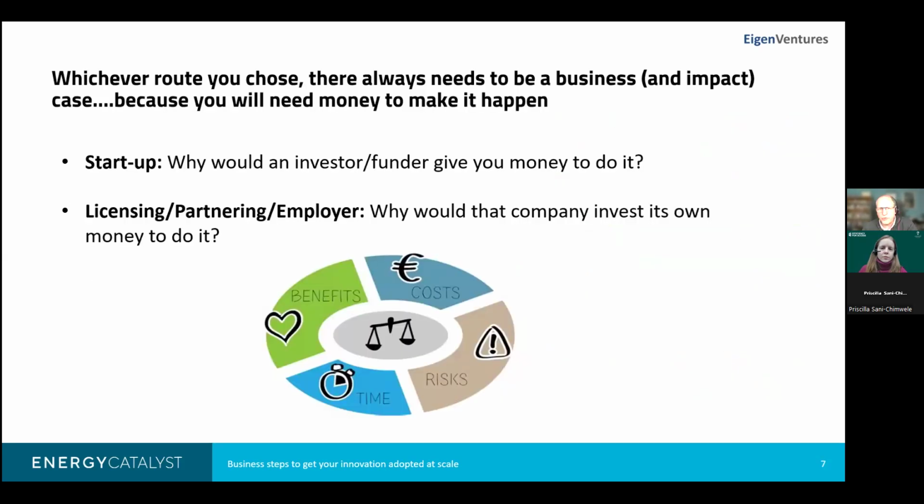So whichever route you choose, as I said before, you're going to need to have a business case and an impact case. So on the business side, you need to pull in money to make this happen. If you're a startup, you have to consider, why would an investor or a funder want to give you money to do it? What's in it for them? If you're partnering or licensing, or you're working through your employer, try to think through, why would that company invest its own money to do it? And the basis of getting to that reason why is the business case.